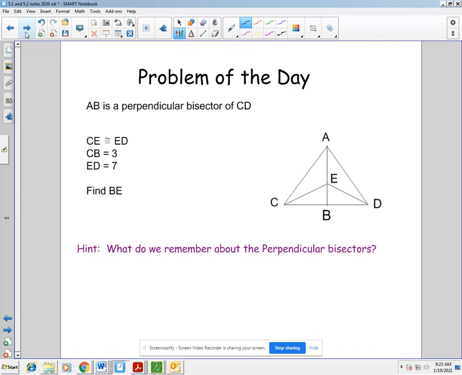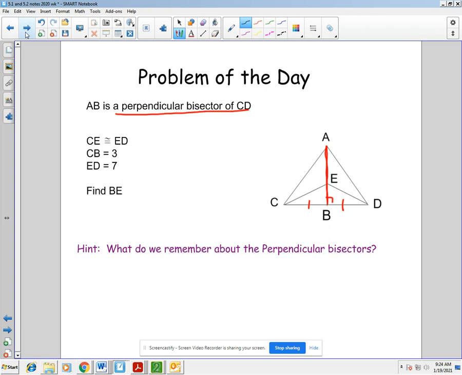So problem of the day. AB is a perpendicular bisector of CD. So we have to mark the picture. AB is a perpendicular bisector of CD. So I know two things, okay? B is the midpoint. So in other words, CB is congruent to BD, but also I know that that's a right angle. Why? It's a perpendicular bisector. Okay, so please mark the picture.